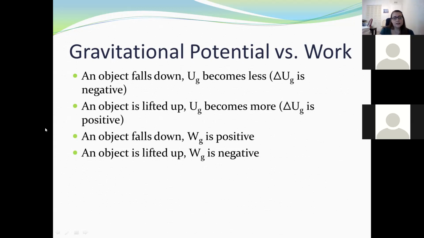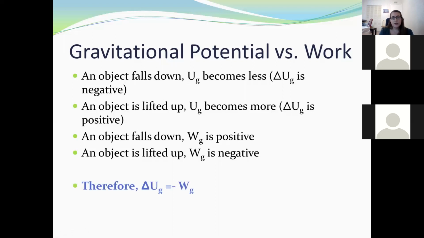But also, as an object falls down, the work due to gravity is positive because the force of gravity is pulling in the same direction as its motion, and vice versa, like we had talked about previously. If you're lifting up an object, the work done by gravity is negative because gravity is in the opposite direction as its motion.